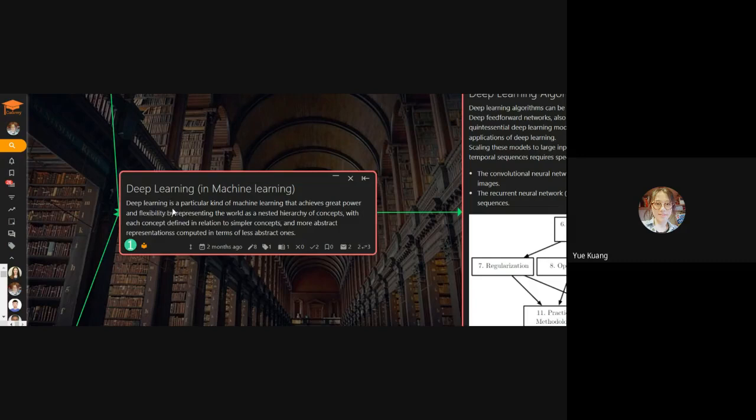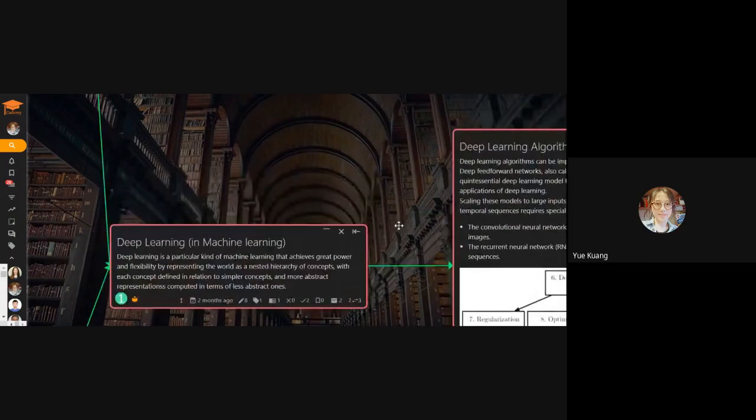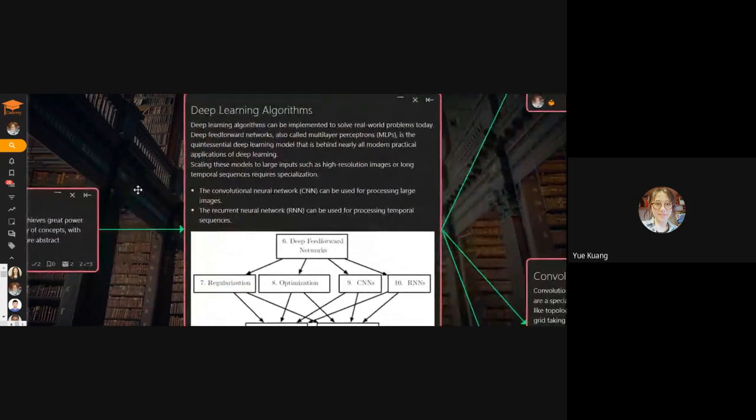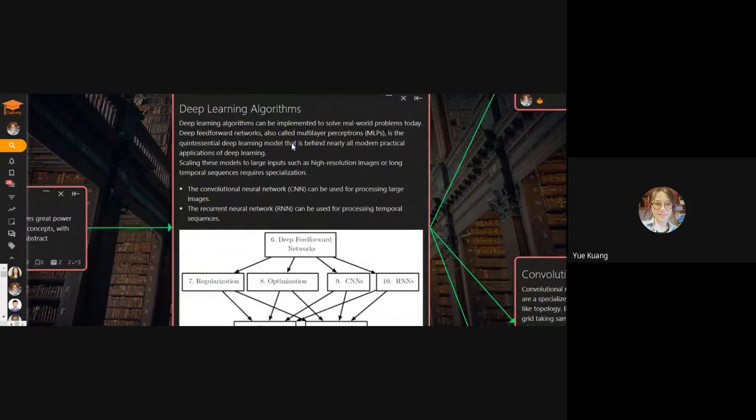Deep learning is a particular kind of machine learning that achieves great power and flexibility by representing the world as a nested hierarchy of concepts, with each concept defined in relation to simpler concepts and more abstract representations computed in terms of less abstract ones. Okay, so deep learning algorithms can be implemented to solve real-world problems today.